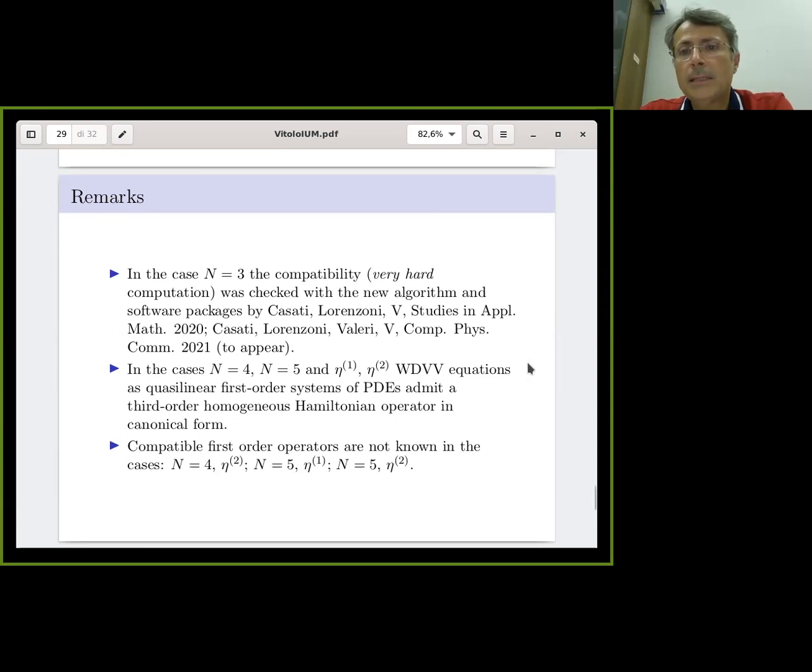So in the cases n equals 4 and n equals 5, for every eta, we found third order local homogeneous operators in canonical form. So this allows us to conjecture that they exist in every dimension. First order operators, unfortunately, at the moment, are known only in the case n equals 4 and eta 1. In the case n equals 4 and eta 2, and in all cases n equals 5, they are not known for the moment.